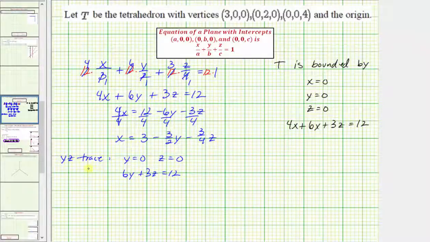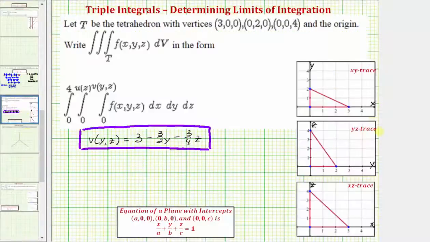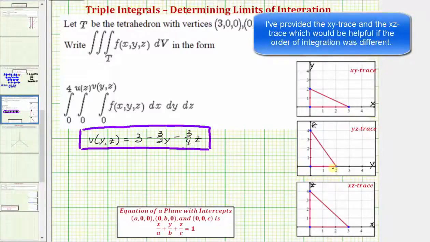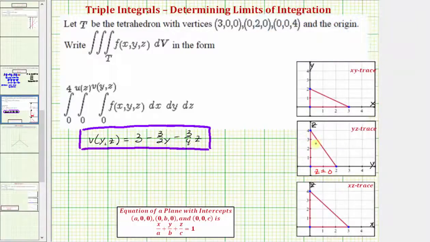So to graph the yz trace, we want to graph these three equations on the yz plane to determine the bounded region. I'll write this down to save some time, where here's the yz trace, where here's the y-axis and here's the z-axis. So this side of the triangular region would be z equals 0. This side of the triangular region would be y equals 0. And this side of the triangular region would be on the line 6y plus 3z equals 12.